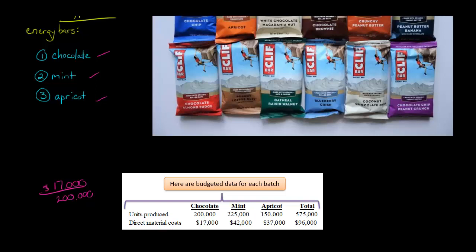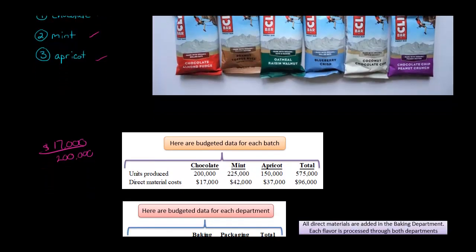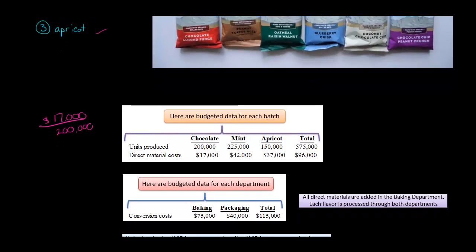And then for the mint, it's going to be a different cost per unit of direct materials. We're going to take 42,000 divided by 225,000. And then finally for apricot, it's going to be $37,000 of materials divided by 150,000 apricot bars. And we're going to come out with a different cost per unit. Think about it like this. The little bits of chocolate that go in the chocolate Clif Bar probably aren't going to go in the apricot bar. The apricot bar, however, is going to have bits of apricot. And so that's what's leading to the different cost per unit with direct materials.